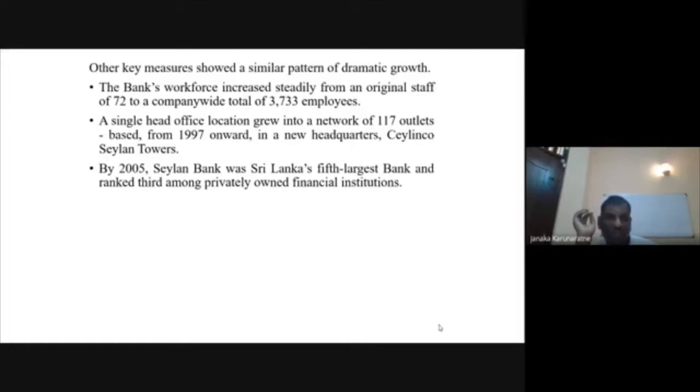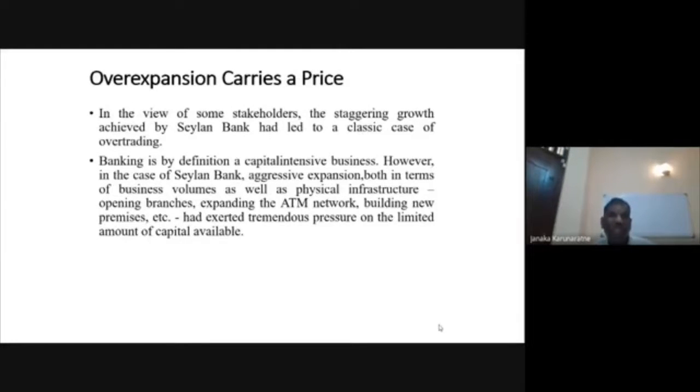headquarters, Cyclical Ceylon Towers. By 2005, Ceylon Bank was the fifth largest bank in Sri Lanka and ranked third among privately owned financial institutions. So it's the fifth largest bank and third among the private banks. Now this is the important thing. What are the key things which led to the failure? Failure in the sense of almost collapse, which was then revived.